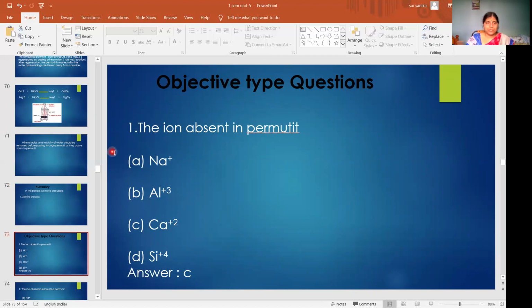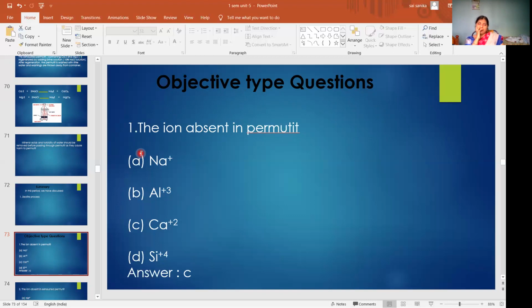What type of objective type questions can you expect from this topic? Only one process is listed, so from that process you will get different types of questions. What is the first question? The ion absent in permutit. If you know the formula for the permutit, you can directly give the answer.